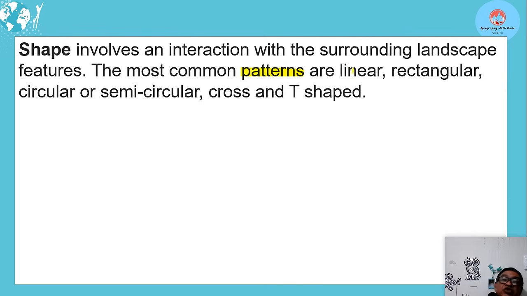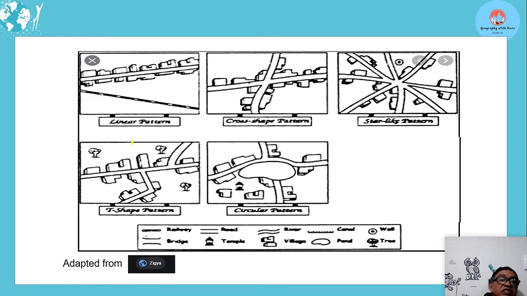But the shapes that you get are various: linear, rectangular, circular, semicircular, cross, T shape. These are common ones that you would find. Now when I say its relation to the surrounding landscape or features, what do I mean? Let's take a resource. Let's look at this linear pattern. There is a road along the way there. Can you see it?